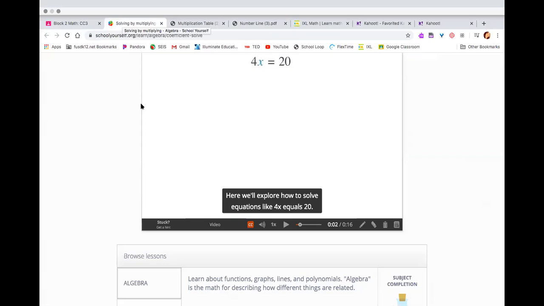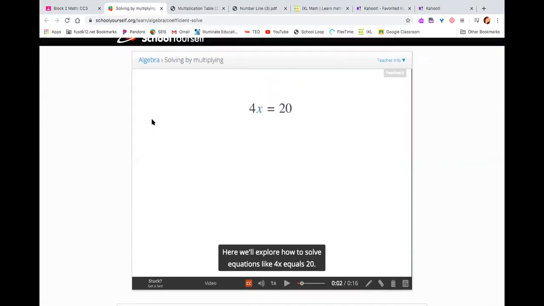So the next thing I'm going to have us do, because yesterday we were working on APOE and SPOE, today we're going to focus on MPOE and DPOE. So what is MPOE and DPOE? APOE is addition property of equality. SPOE is subtraction property of equality. So MPOE is multiplication. Okay, good. And DPOE is? Division. Yes.